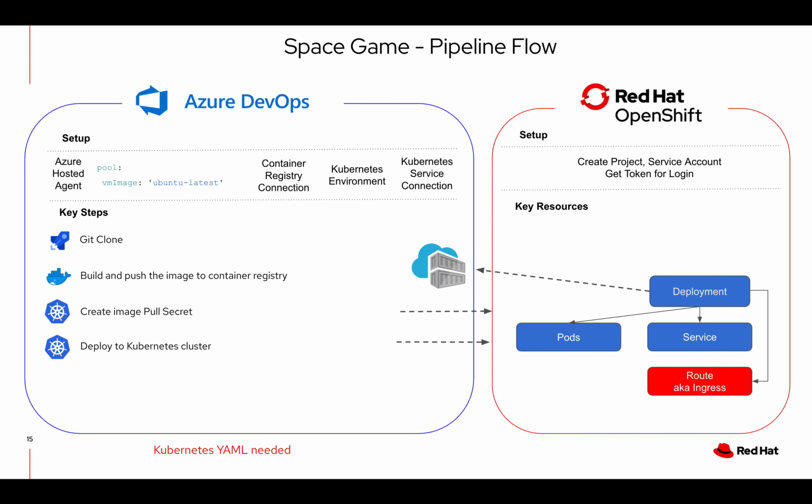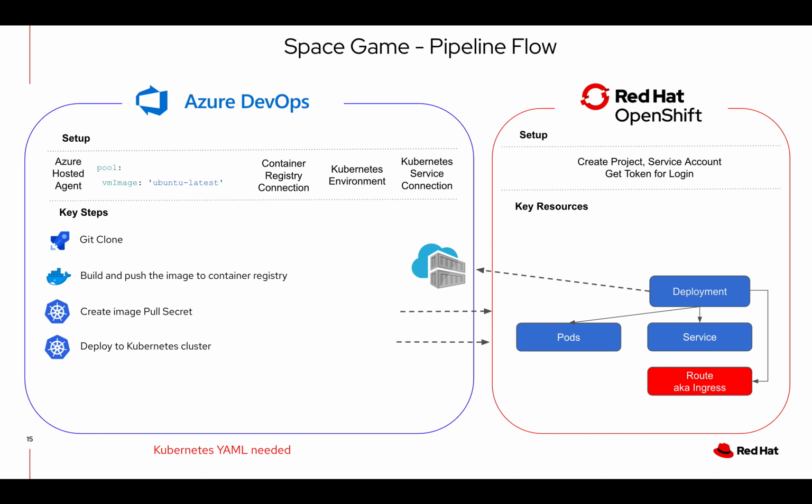So this is what you're going to see. There is some setup involved in Azure DevOps. I've got the Azure hosted agent. In this example, I'm using the Azure Container Registry as well, so I've needed to create a container registry connection. I've needed a Kubernetes environment set up, as well as a Kubernetes service connection. The key steps in the pipeline that you'll see will be doing a git clone, doing a Docker build and pushing that image to the Azure Container Registry, creating an image pull secret, and then finally deploying to the Kubernetes, or in this case, the OpenShift cluster.